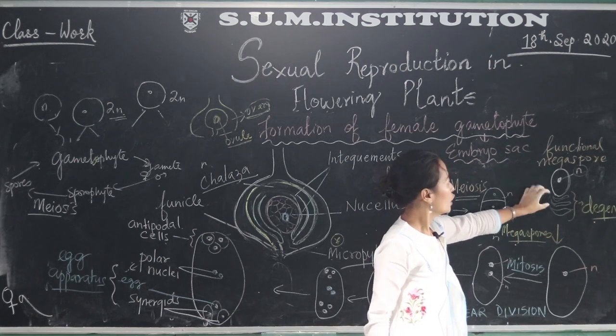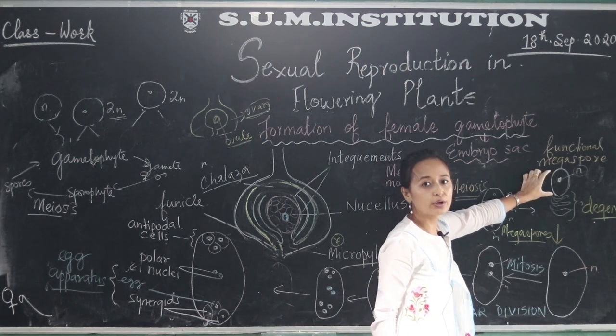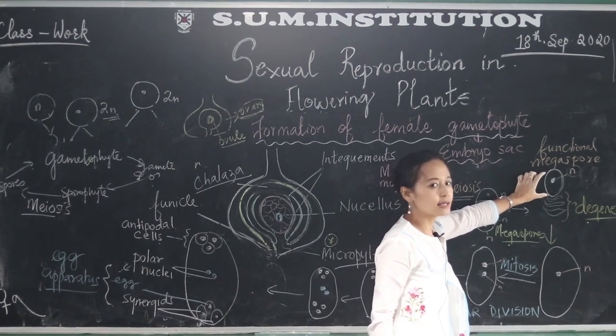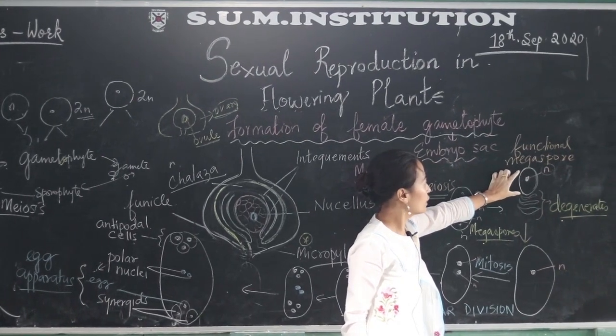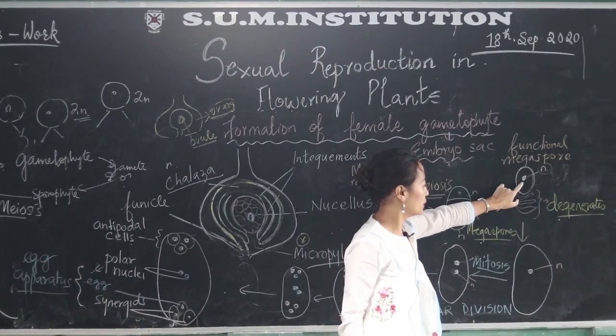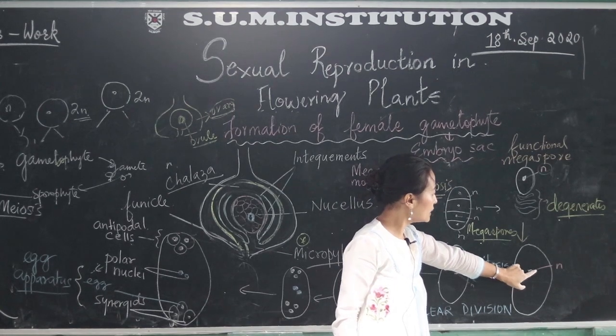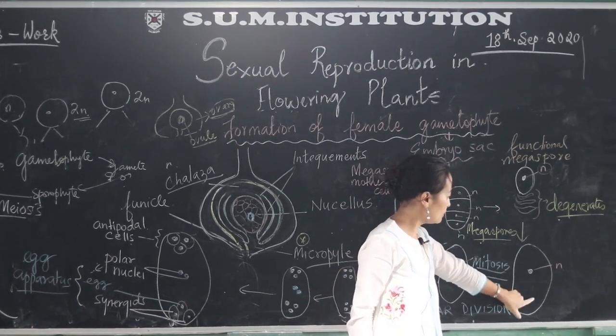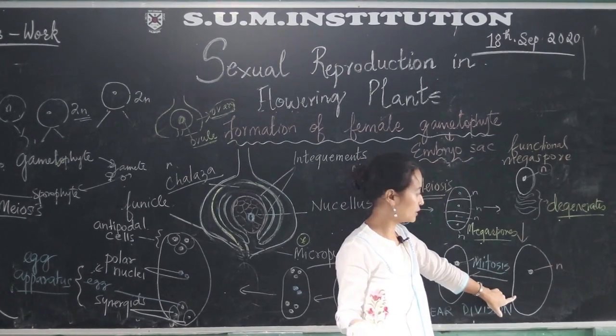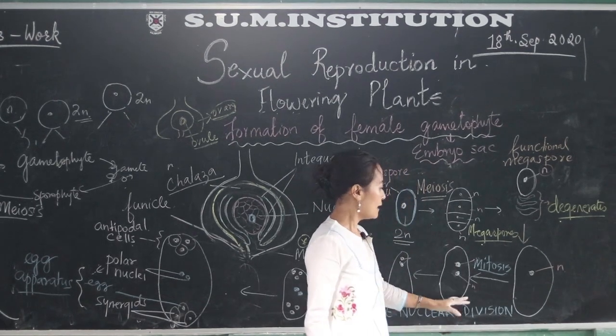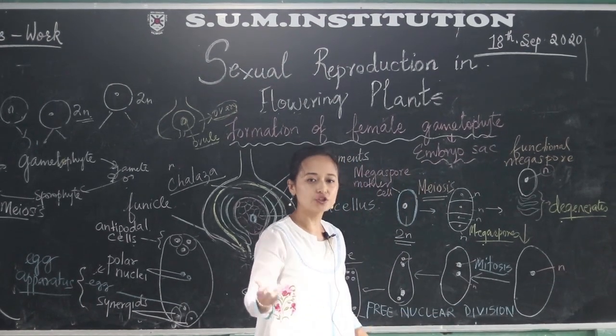Okay, so only 1 megaspore can function as the functional megaspore. And remember, this is haploid. Now you have a haploid functional megaspore. Now what happens after that? Now a number of mitotic divisions occur.